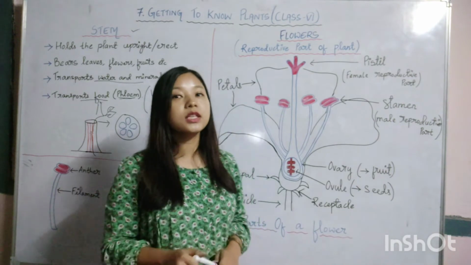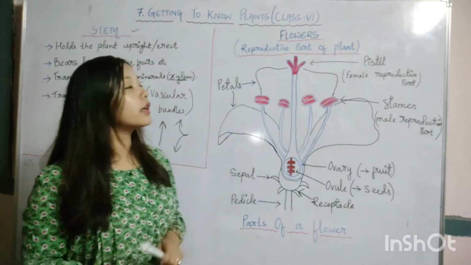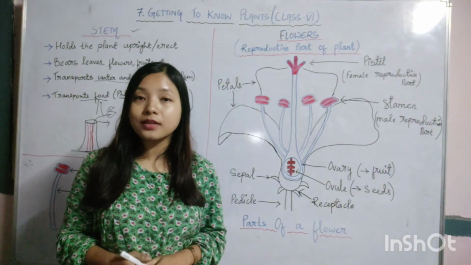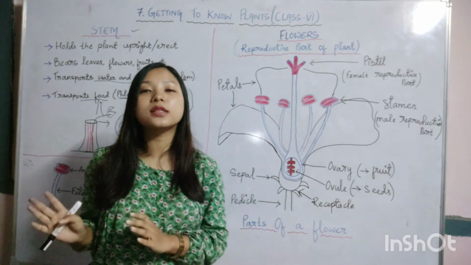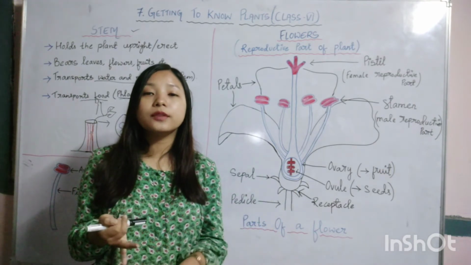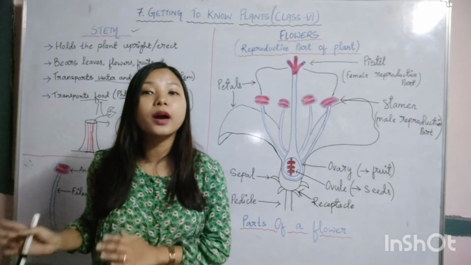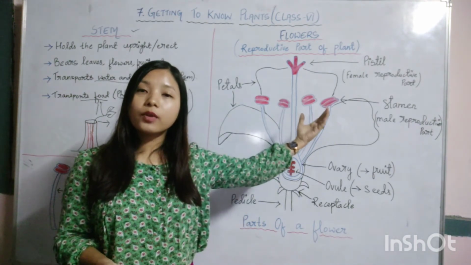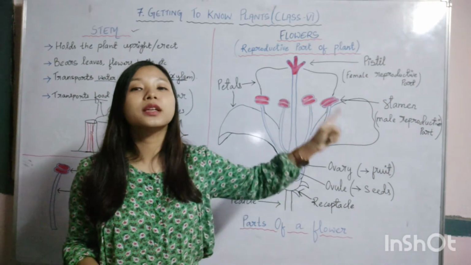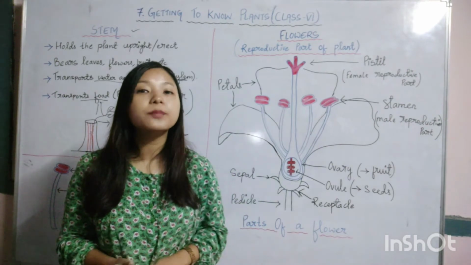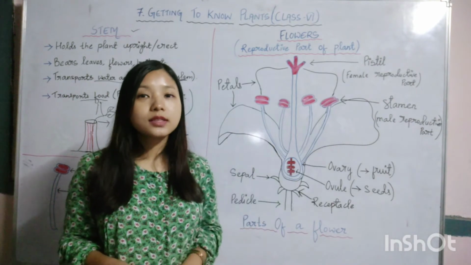Next we are going to study the flowers. So flowers are also known as the reproductive part of a plant, and apart from the flowers, all the other parts like the stem, leaves, then roots, are known as the vegetative part of a plant. Why is the flower known as the reproductive part of the plant? Because it helps in the reproduction of the plant. This you are going to study in your standard 7.